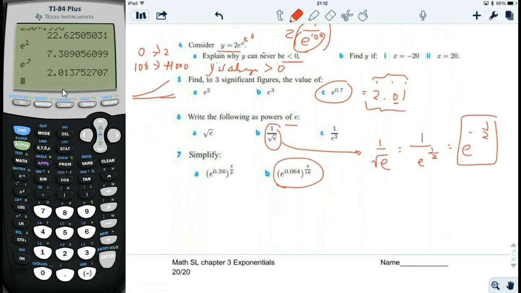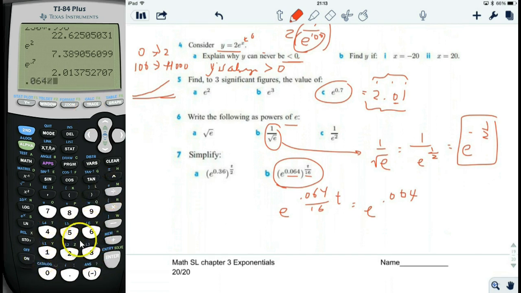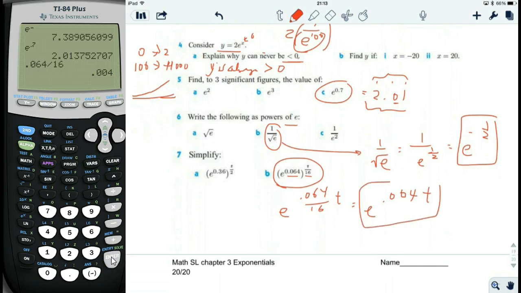We'll take this one here. Simplify that. Okay, so remember that if you have an exponent to an exponent, you may multiply these exponents together. So let's try to do that. 0.064 divided by 16 times t. You could use the calculator, but you could probably do this in your head too. 0.064 divided by 16 is 0.004. And I'm going to check that with the calculator because that's kind of a tricky one. 0.064 divided by 16. 0.004. Good. Okay, so I simplified it, and it's 0.004 t.